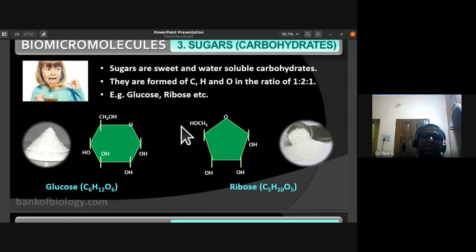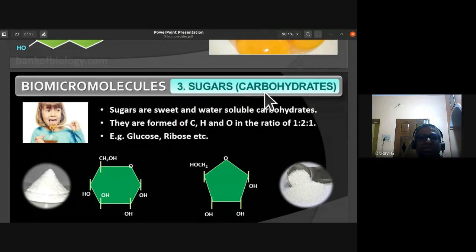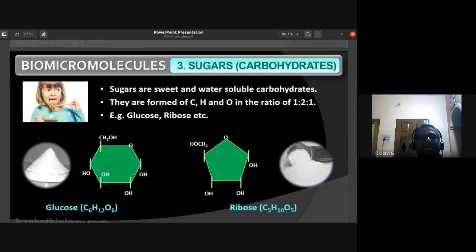The next biomicromolecule that we are going to discuss is sugars or carbohydrates. Sugars are sweet and water-soluble carbohydrates. They are formed of carbon, hydrogen, and oxygen in the ratio of 1:2:1. Example, glucose, C6H12O6, 1:2:1. Fructose also has the same molecular formula, but the structural formula is different. So glucose and fructose are isomers.